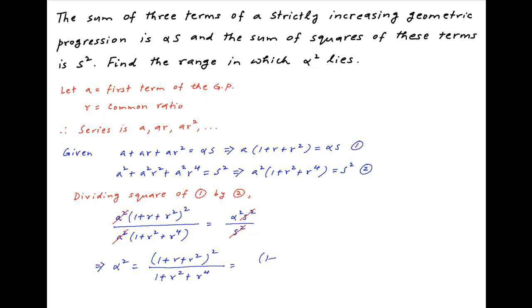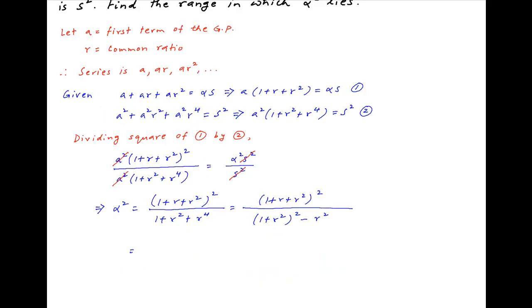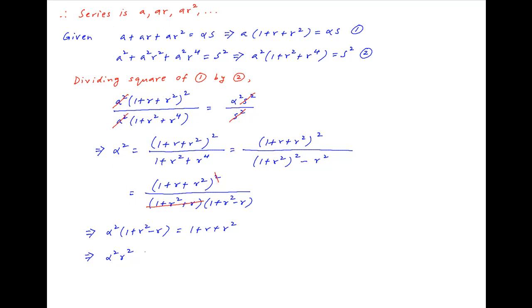to the power 4). Now the denominator can be expressed as (1 plus R square) whole square minus R square, and therefore alpha square simplifies to (1 plus R square) whole square divided by (1 plus R square plus R) times (1 plus R square minus R). Cancelling common terms and cross multiplying, alpha square times (1 plus R square minus R) is equal to 1 plus R square.